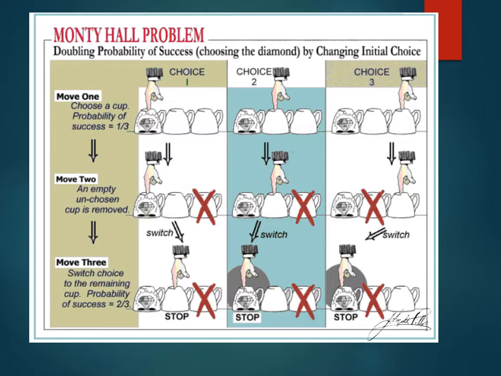So if you look at the first circumstance, in option 1, you already chose the prize, right? Like your hand's already on the diamond. You don't know that yet, and so they eliminate one of the ones that has nothing on it.